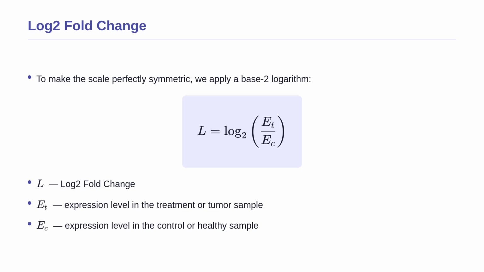In this formula, L represents the log2 fold change. ET is the expression level in the tumor or treatment sample, and EC is the expression level in the healthy control sample. If the gene is overexpressed in the tumor, ET is larger and L becomes a positive number. If the gene is suppressed in the tumor, L becomes a negative number, making it incredibly easy to spot disease-causing behaviors at a glance.